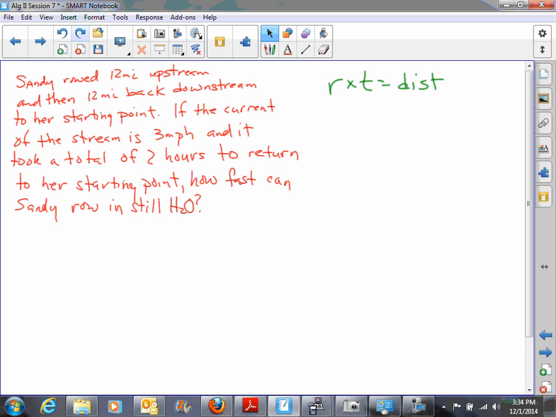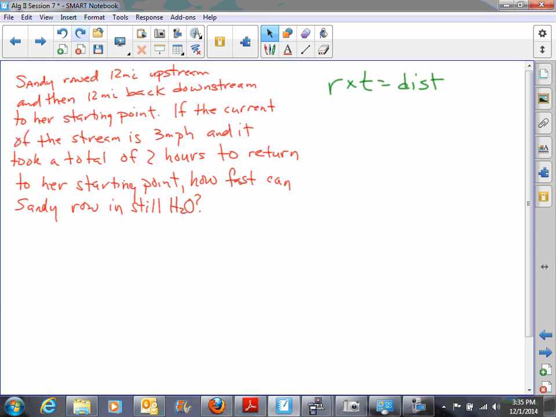Now here's the problem. Sandy rode 12 miles upstream and then 12 miles back downstream to her starting point. If the current of the stream is 3 miles per hour and it took a total of 2 hours to return to her starting point, how fast can Sandy row in still water? Okay, now you need to think about this with me.